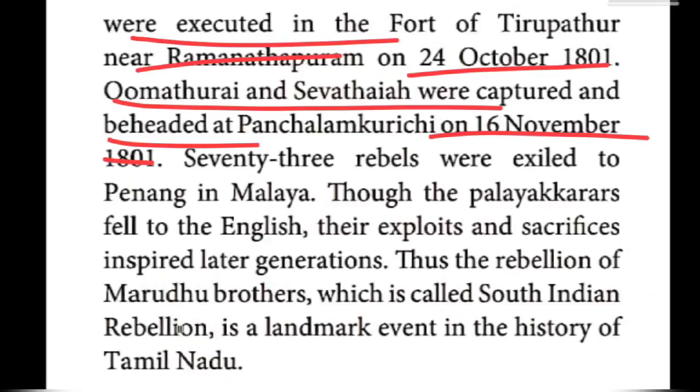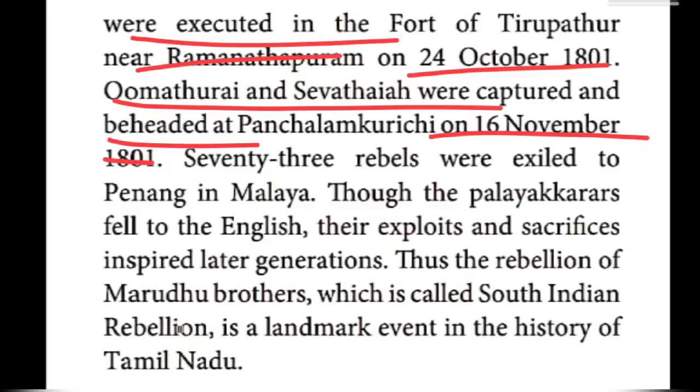Okay, so what I said to children just before, the Marudu brothers were executed, Periya Marudu as well as Chinna Marudu, both of them were murdered. And next, Kattabomman's brothers Umaithurai as well as Sevathaiya were also captured and beheaded at Panjalam Kurichi. Panjalam Kurichi Palayakarar is Kattabomman. You people know very well, in 1799 itself he was hanged on a tamarind tree, like that I told in the last class. So his brothers, Umaithurai as well as Sevathaiya, were also beheaded on 16th November 1801.